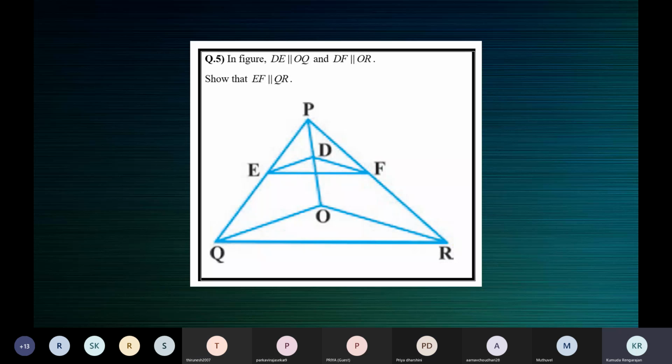Which ratio will happen in both the proportions? PD by DO. In both you will get PD by DO.